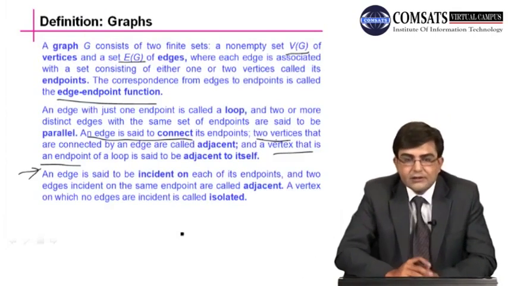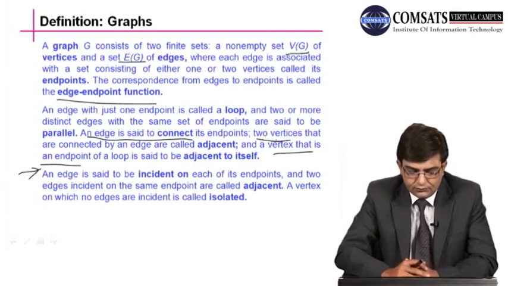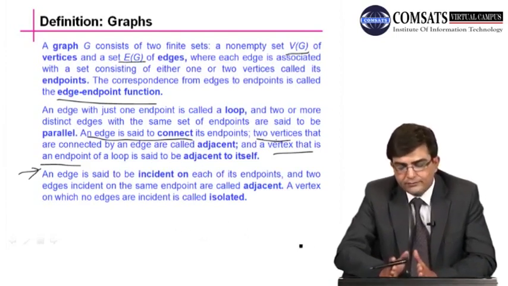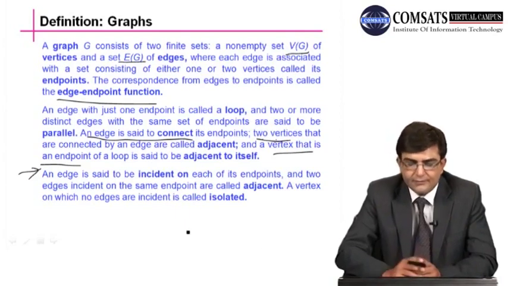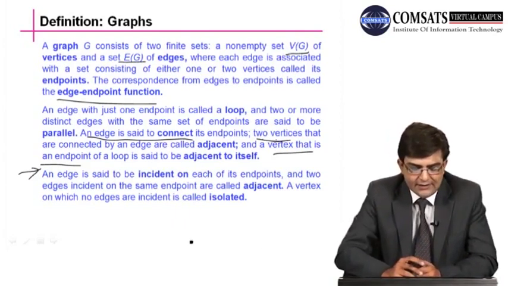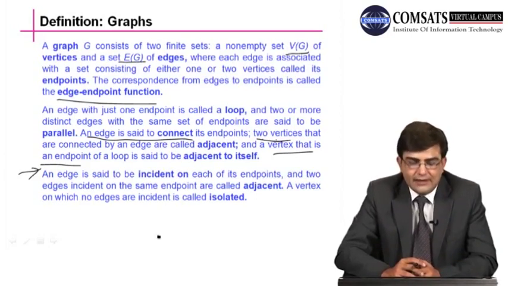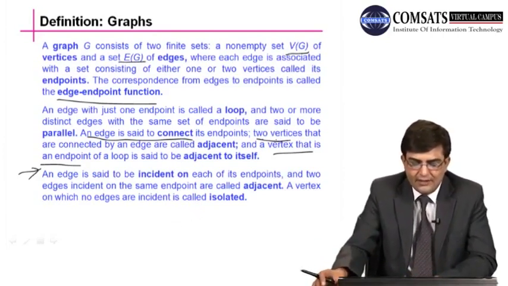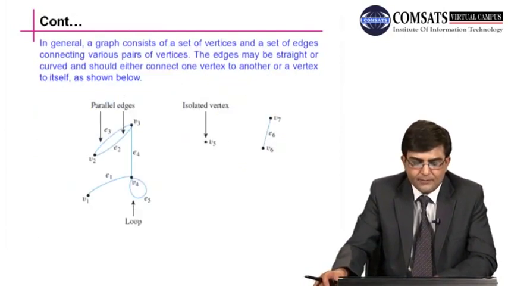And there is another important terminology or notation in the graph. An edge is said to be incident on each of its endpoints, and two edges incident on the same endpoint are called adjacent. I repeat here, an edge is said to be incident on each of its endpoints, and two edges incident on the same endpoint are called adjacent.